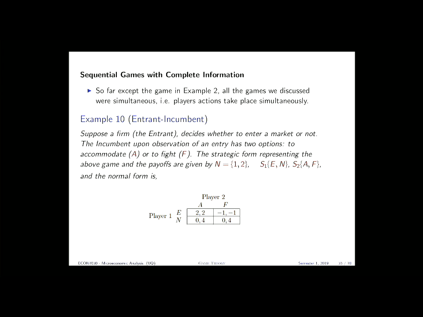If player 2 decides to accommodate and player 1 does not enter, then obviously player 2 gets 4, because it doesn't matter whether you accommodate or fight once Costco doesn't come to Australia. So if Costco decides not to come to Australia, Coles and Woolies get 4 no matter what, and Costco gets 0 because they don't pay any cost and they won't get any profit.